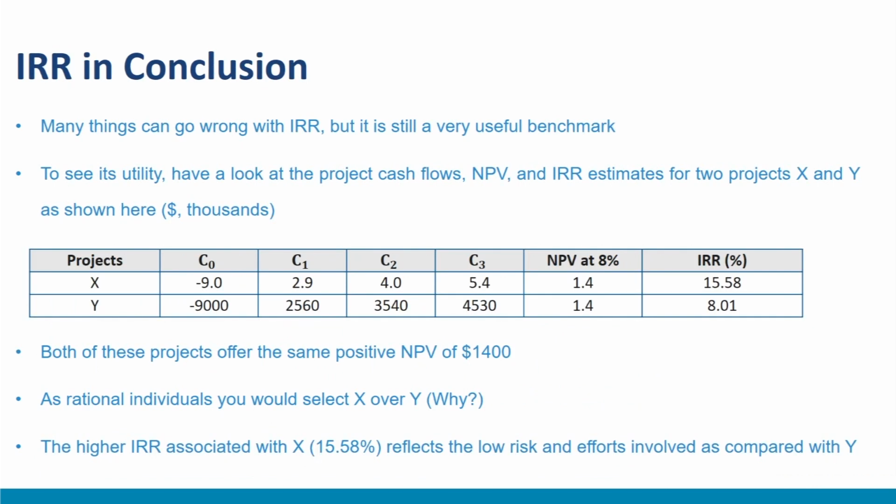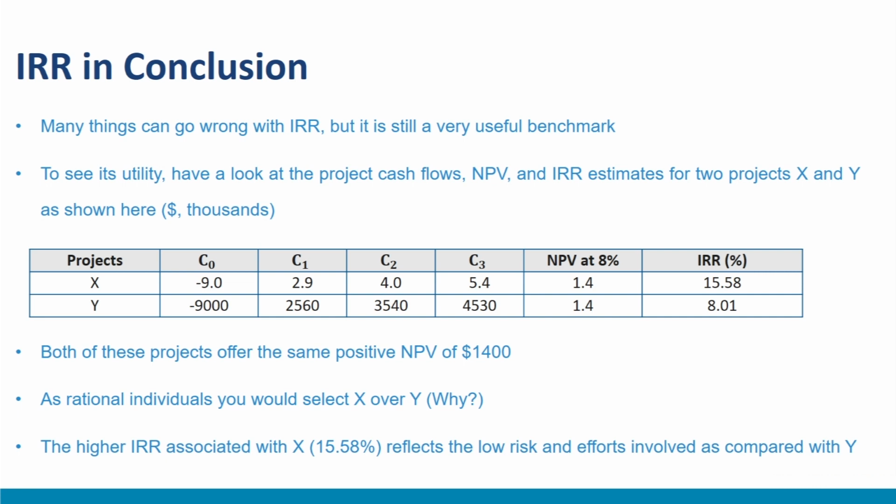As we can see, there are many things that can go wrong with IRR. However, IRR is still a very useful benchmark or a decision rule often employed by managers. You would often probably not hear NPVs or dollars in boardroom discussions, but return figures when project profitability is discussed. Thus, the IRR figure can convey the profitability of a project in an easier manner. To clarify this argument, have a look at the project cash flows, NPV and IRR estimates for two projects X and Y as shown here in $1,000. It is an interesting example as both of these projects offer the same NPV of $1,400.